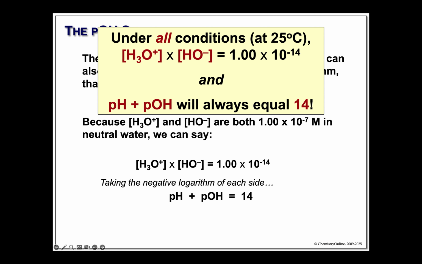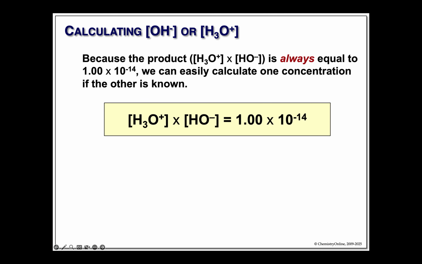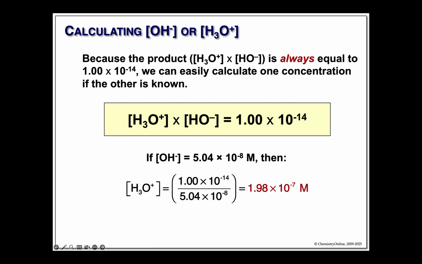Let's just see how we use this. Here's our relationship. If I tell you that I have hydroxide at 5 times 10 to the minus 8 molar, calculate hydronium. Very simple. We're going to wind up with 10 to the minus 14 divided by hydroxide, and it's about 2 times 10 to the minus 7 molar. If you don't believe it, multiply the two together, you're back to 14.